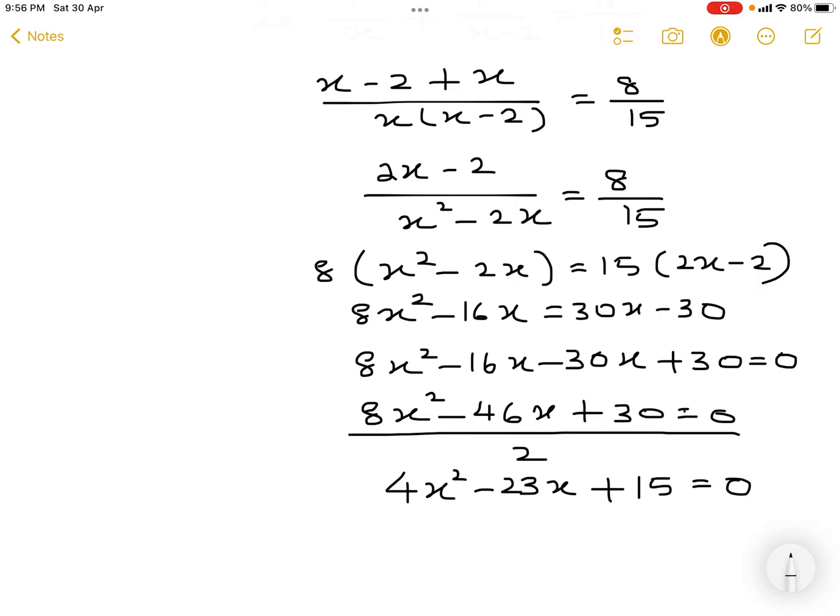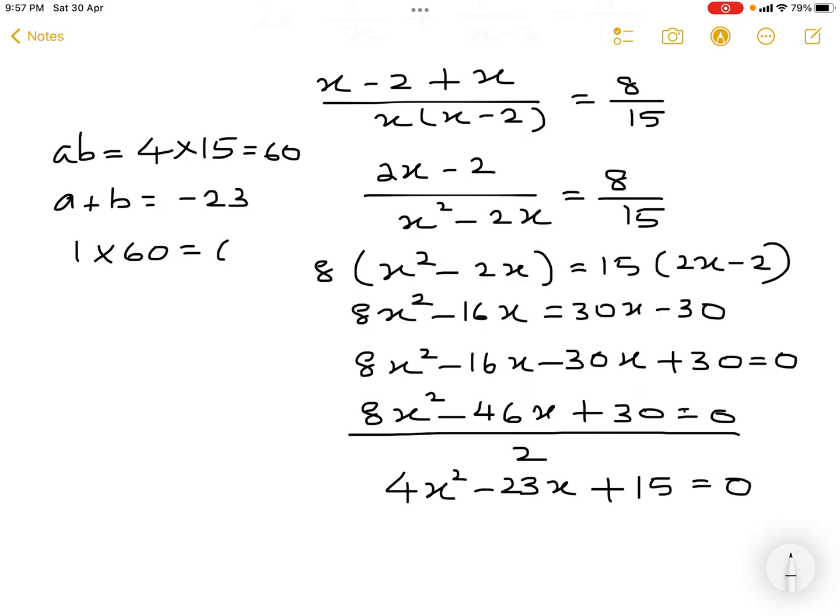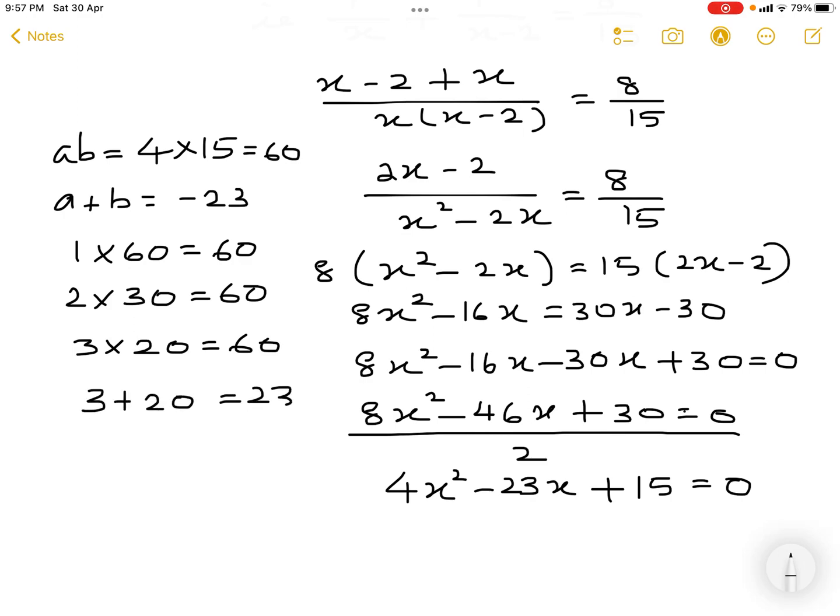We use the splitting method. You can also use the quadratic formula. Here we use the splitting method. That is, a times b is equal to 4 into 15, which is 60, and a plus b is equal to minus 23. 1 into 60 is 60, but 1 plus 60 or 1 minus 60 is not equal to minus 23. 2 into 30 is 60, but 2 plus 30 or 2 minus 30 is not minus 23. 3 into 20 is 60, and minus 3 plus minus 20 is equal to minus 23. Minus 3 into minus 20 is plus 60.